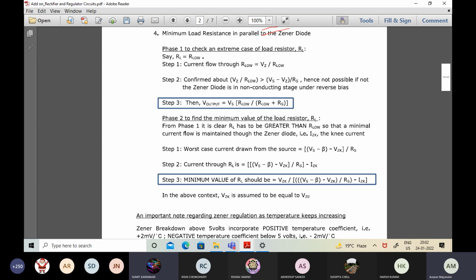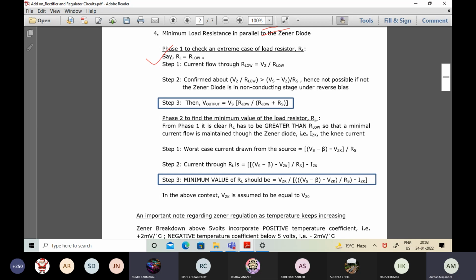So minimum load resistance, how do you get to that? Let us say that you have connected a very low load resistance in a Zener circuit in operation. Now you have to understand whether the load resistance is applicable in Zener regulation or not. So it is a two-step process. In the first step, what do we understand? Let us say that the value of RL is equal to R low. So the current flow through R low should be equal to what?